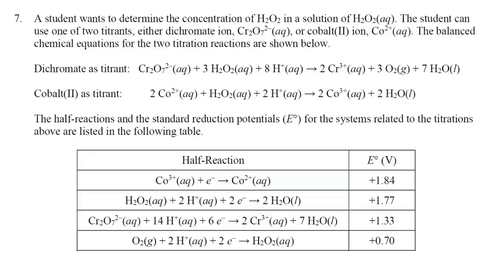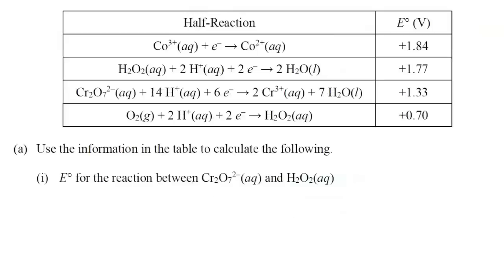Now the balanced chemical equations for the two titration reactions are shown below. The half reactions and the standard reduction potentials for the systems related to the titrations above are listed in the following table. Now let's take a look at part A. In part A, it says use the information in the table to calculate the following. So for Roman numeral 1 of part A, it says to calculate the standard cell potential for the reaction between the dichromate ion and hydrogen peroxide.